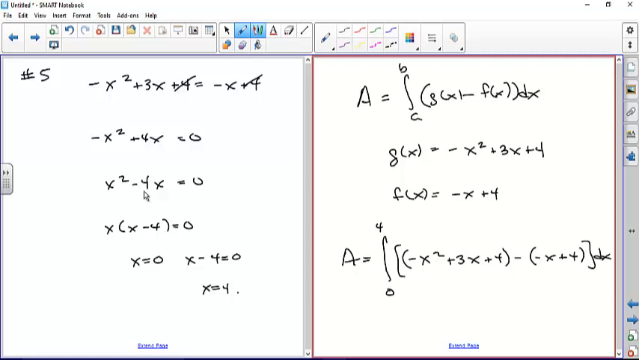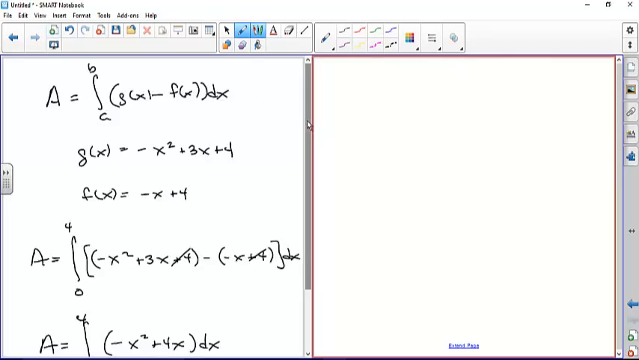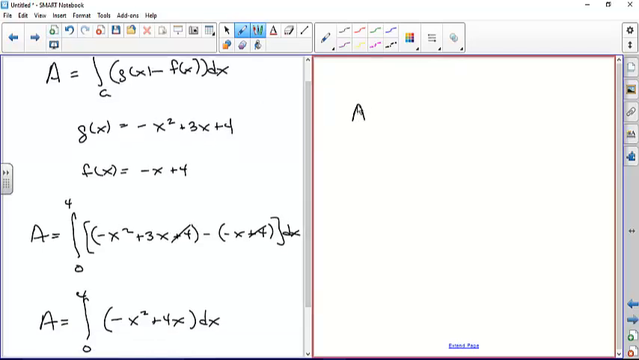And you should end up with something that looks like one of these two, because here we're subtracting them, here we set them equal to each other. So it's the same equivalent situation. So what happens is this positive 4 will get canceled out with that negative 4. So you'll end up with negative x squared plus 3x plus 1 more x, plus 4x, and that times dx. So it's just a polynomial integration.